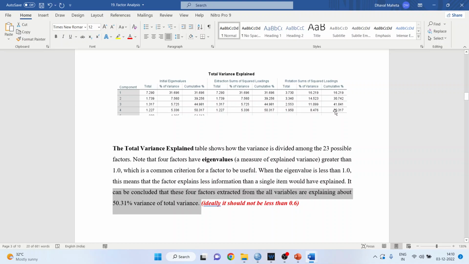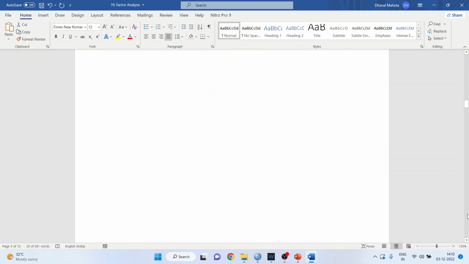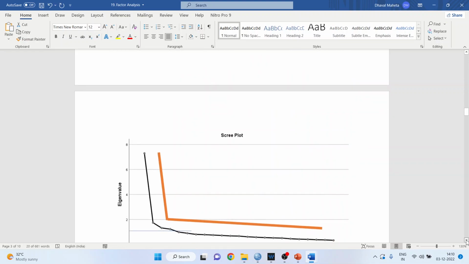This figure 50.31, ideally, it should not be less than 0.6. It should be more than this. Let's proceed further. Next we get is a Scree plot.